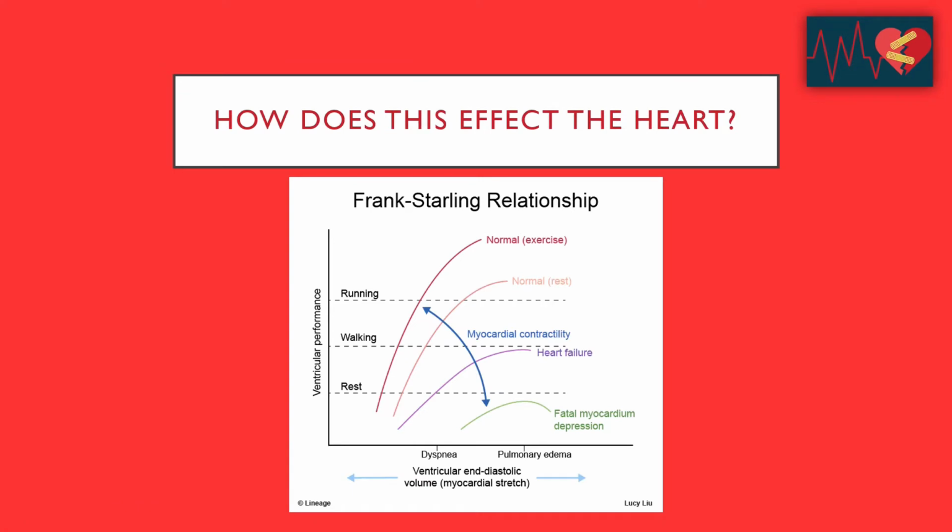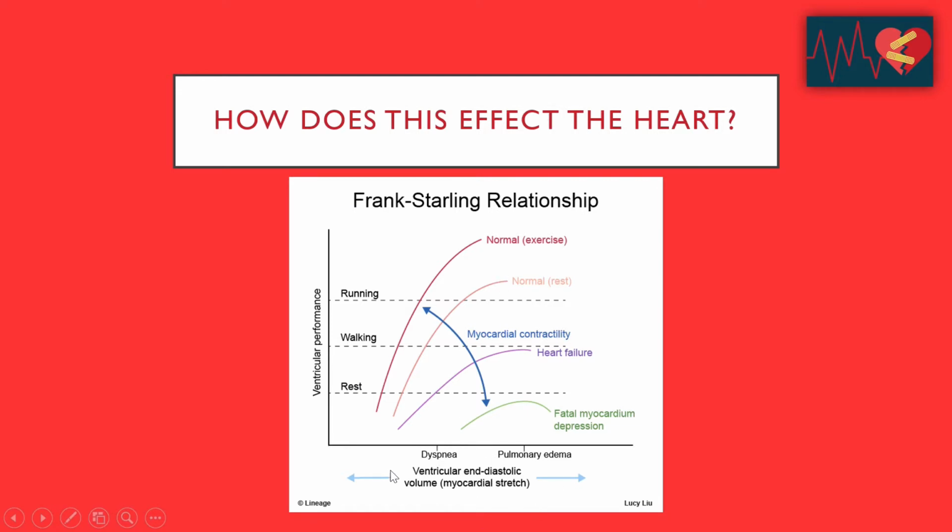So how is it that the causes mentioned on the previous slide lead to heart failure? In order to explain this further, I'll remind you of the Frank-Starling curve. On the y-axis, we have ventricular performance, otherwise referred to as the cardiac output, and on the x-axis, we have ventricular end-diastolic volume. This is the volume of blood in the ventricle after relaxation, otherwise known as myocardial stretch. The orange line denotes what the normal heart does on this graph.